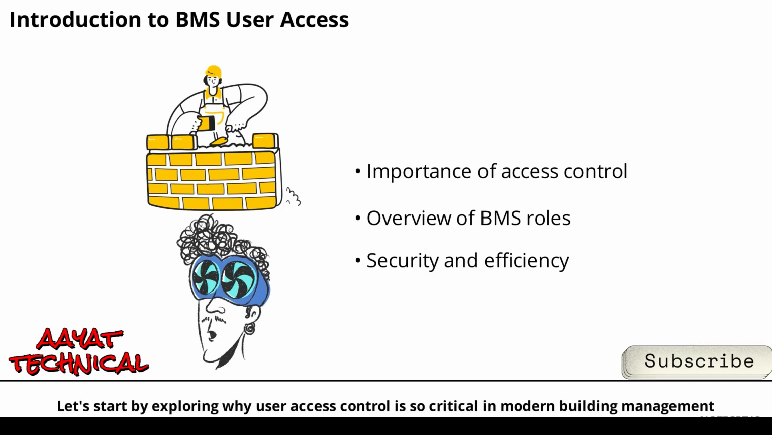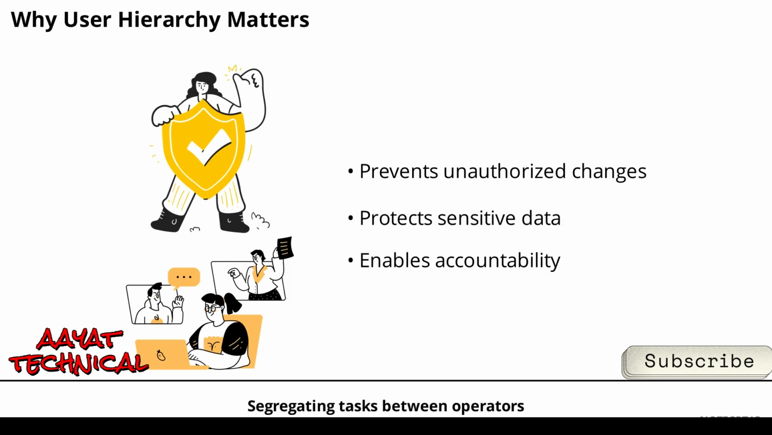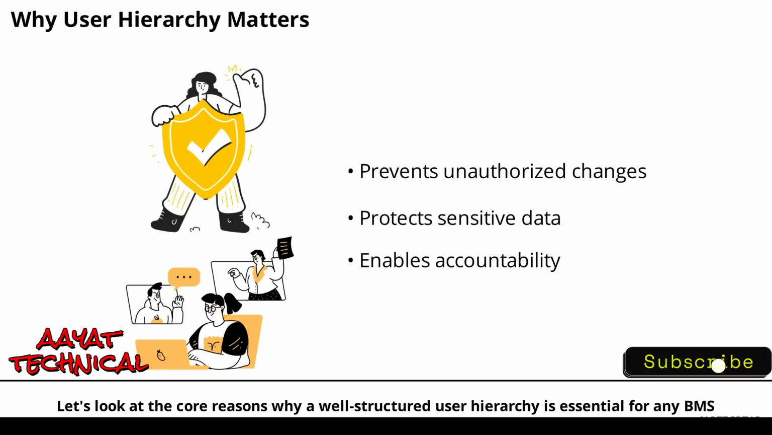Let's start by exploring why user access control is so critical in modern building management. User hierarchy isn't just about who has the most power, it's about protecting your building systems from unauthorized changes, safeguarding sensitive data, and ensuring accountability. By defining clear roles, you prevent accidental or malicious modifications, enable audit trails, and reduce human error. Segregating tasks between operators, supervisors, and administrators allows each user to focus on their responsibilities, making the system safer and more reliable. Let's look at the core reasons why a well-structured user hierarchy is essential for any BMS.